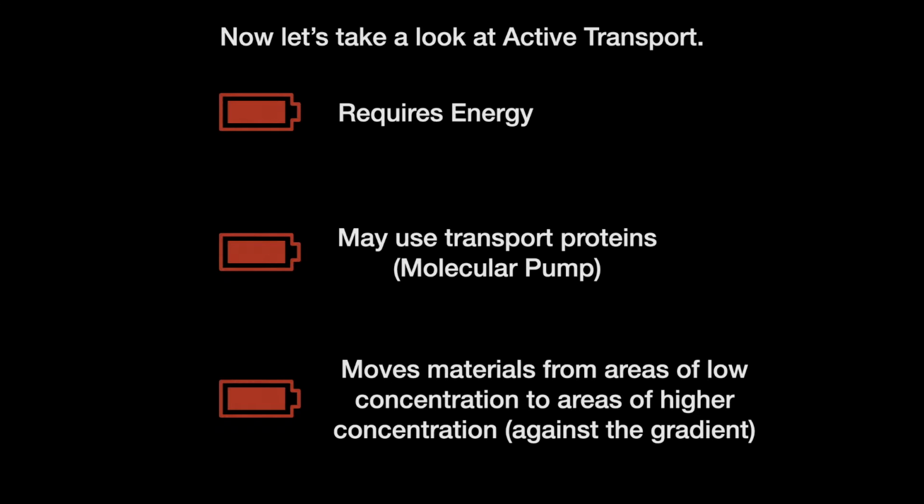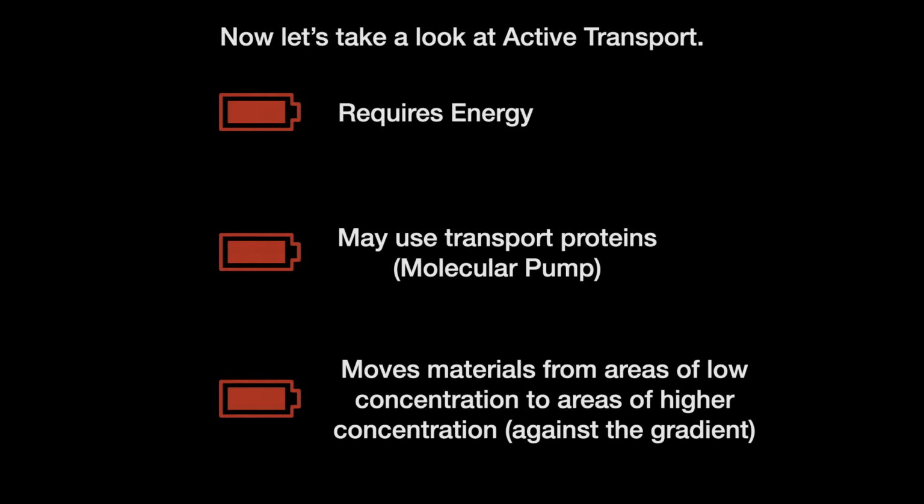So facilitated transport, osmosis, and diffusion will go with the gradient, so they're going to go high to low, no energy required. But in active transport, we are going against the gradient, from low concentration to high concentration, and that is why we need to use energy. In some cases, we're going to use molecular pumps, and in other cases, we're going to use the cell membrane to actually bring the material in, and we will talk about that in a moment.